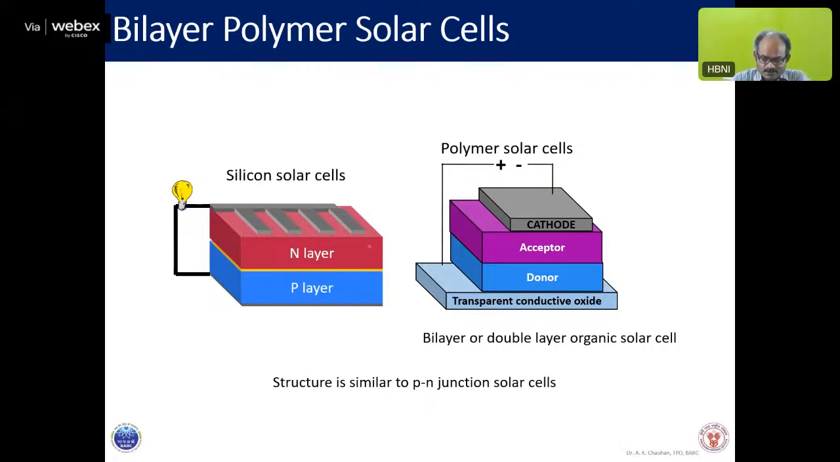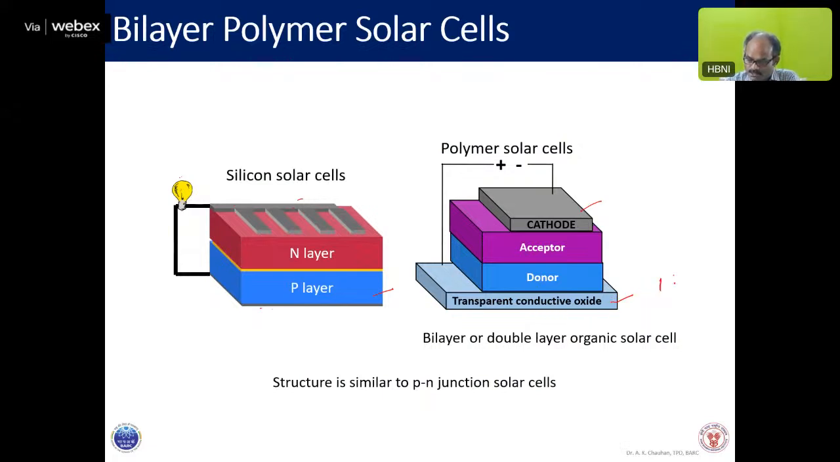So like in silicon, you have an N-type layer and a P-type layer, both are joined, and then contacts are made at these two ends, and these are connected through a circuit to the load. Similarly, for organic solar cells also, we can think in the same situation. You have a cathode and you have an anode, which is a transparent conducting oxide.